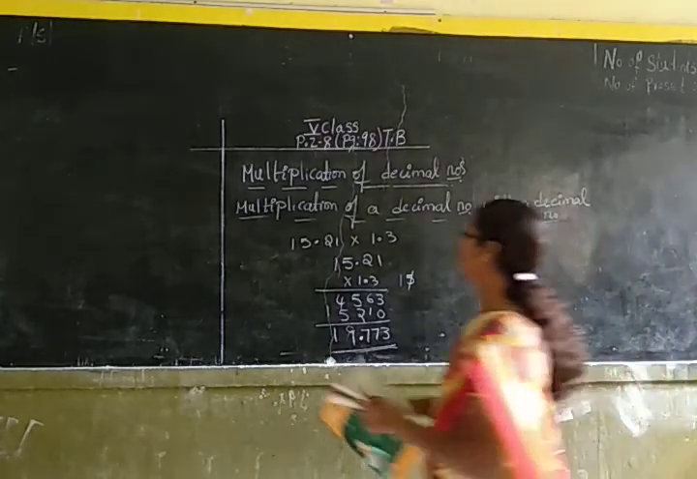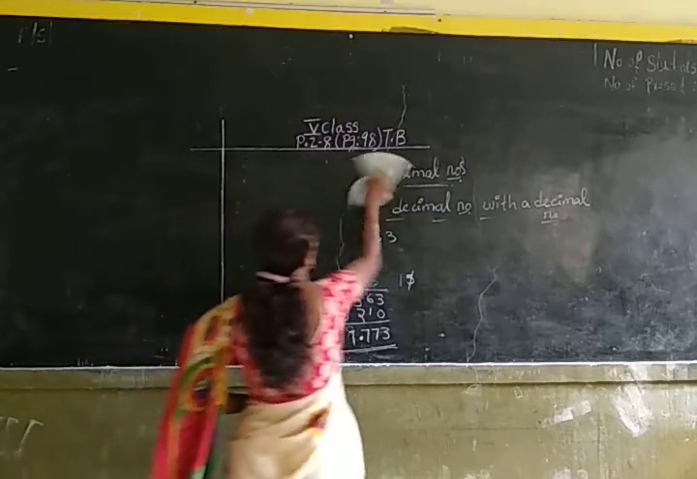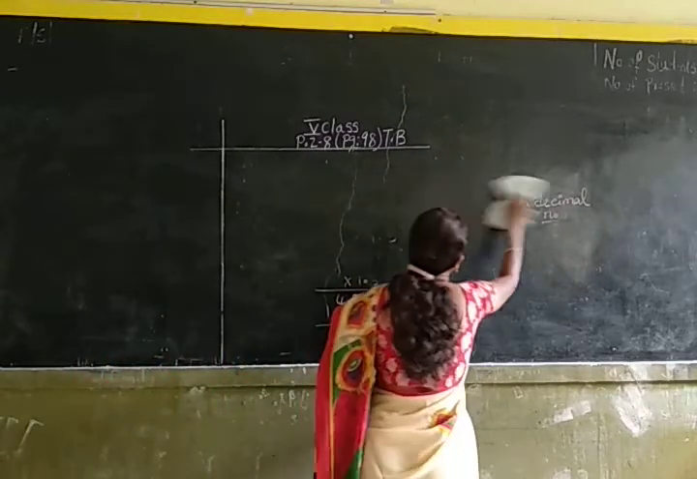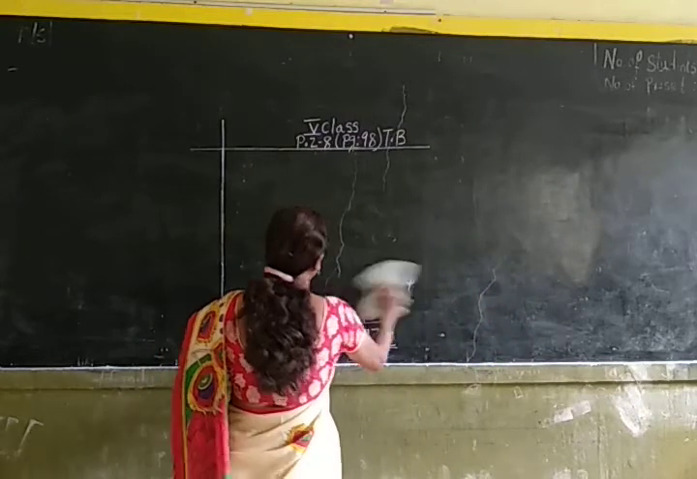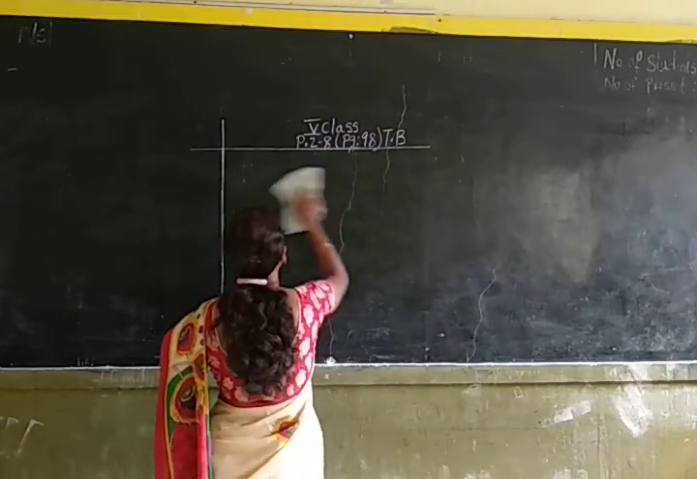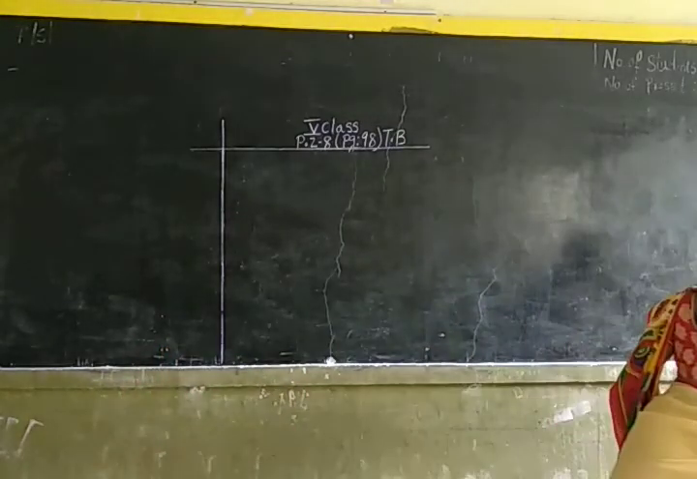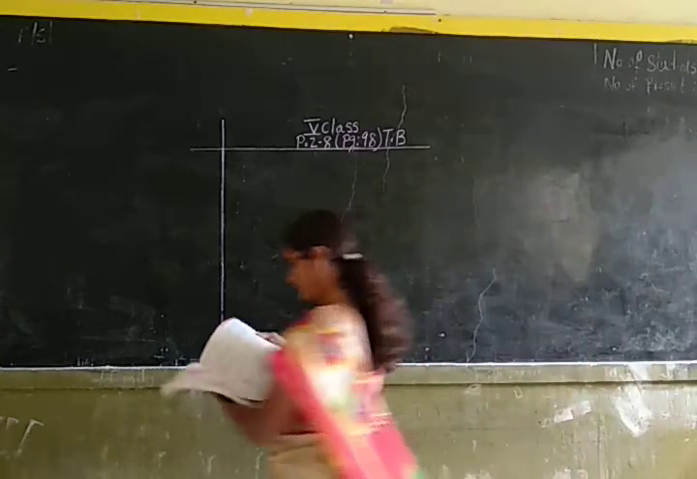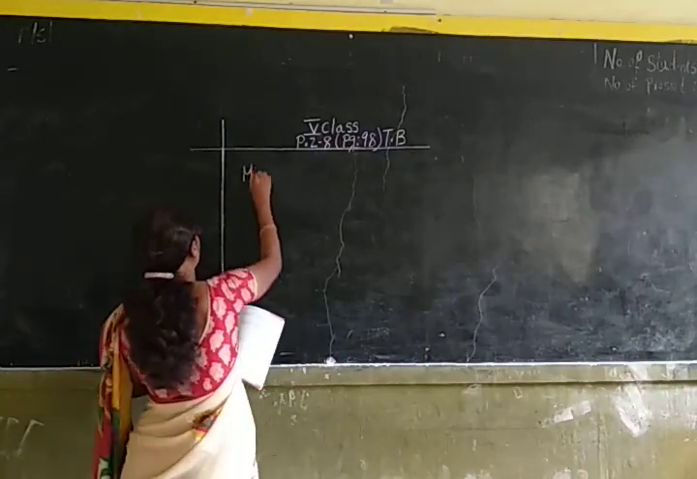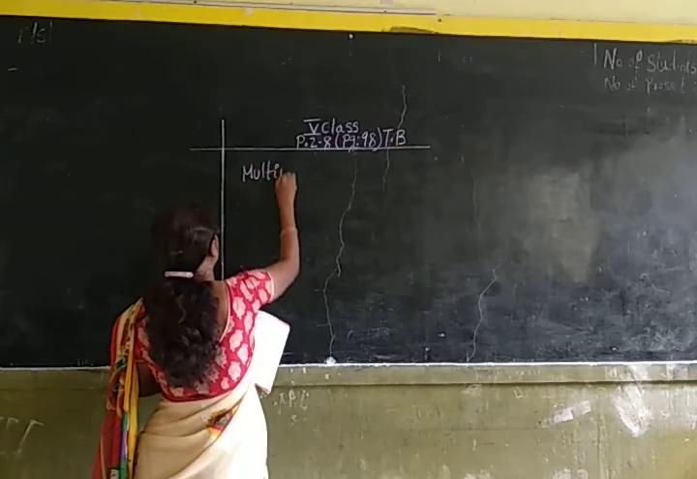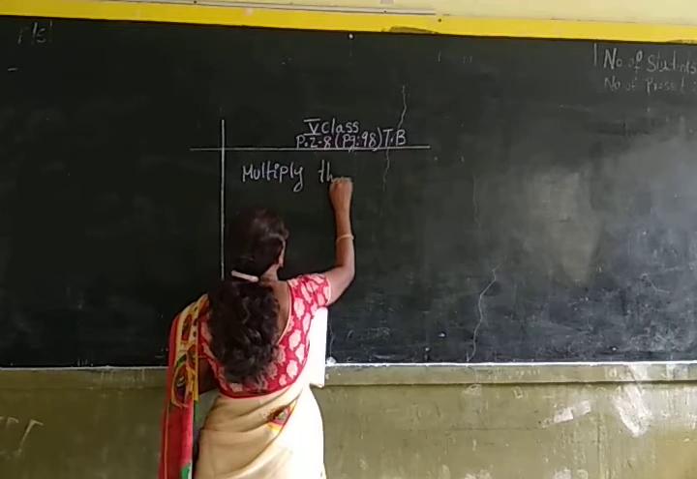Now let us do the practice zone 8, page number 98 in the textbook. So here the question is: multiply the following numbers.